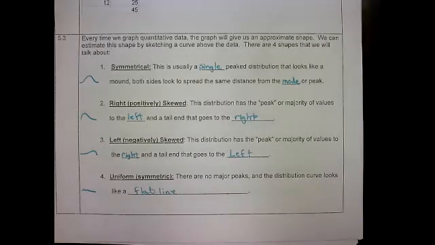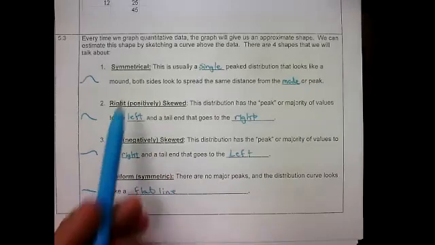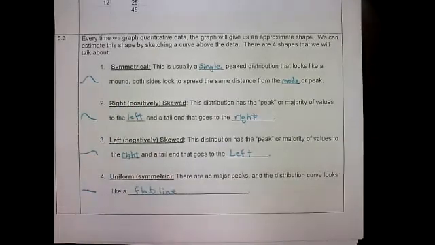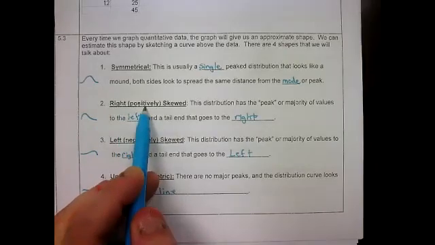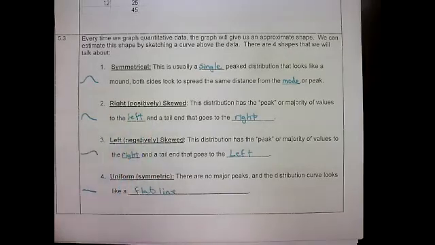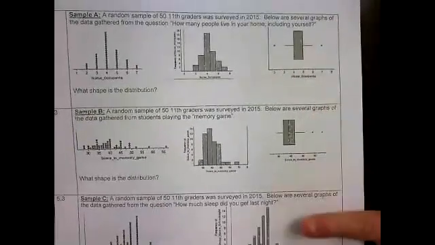We're going to look at some graphs and decide whether they are negatively skewed, positively skewed, or symmetrical or uniform. Okay, so right is positively skewed, left is negatively skewed. All right, so sample A. Let's look at these three.